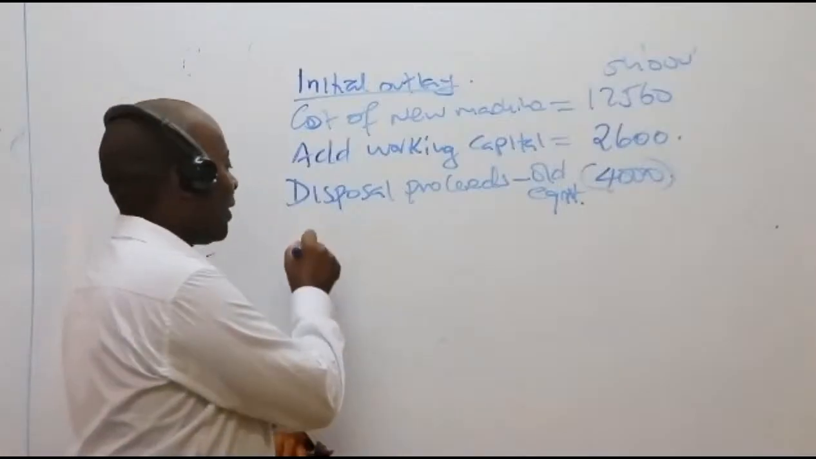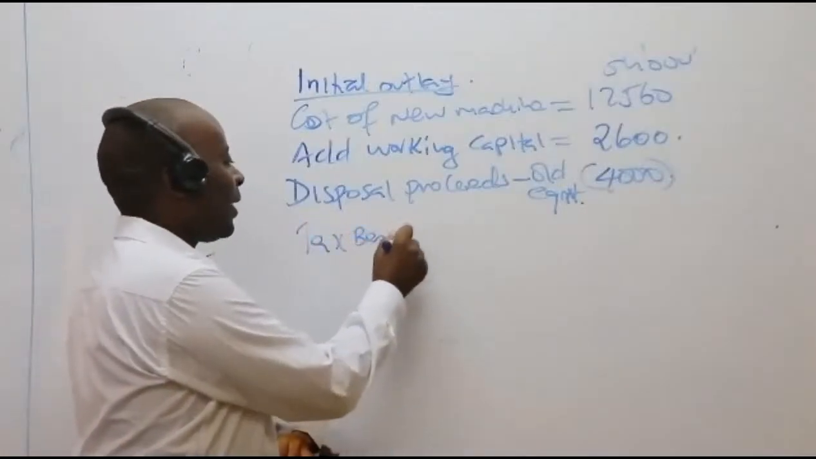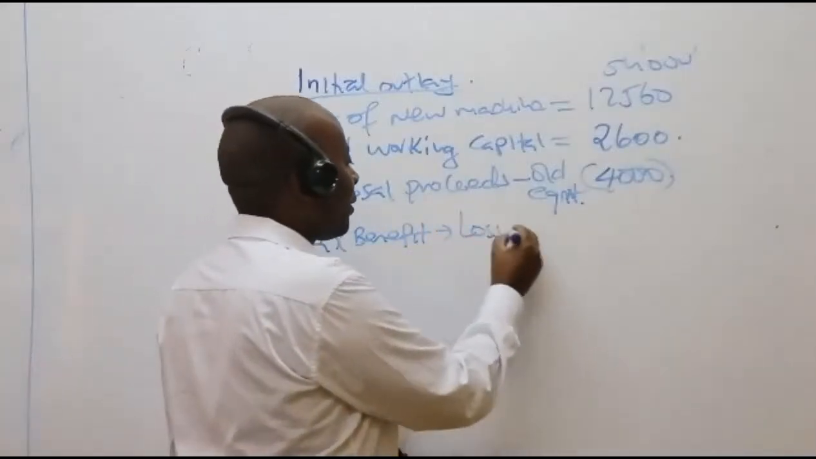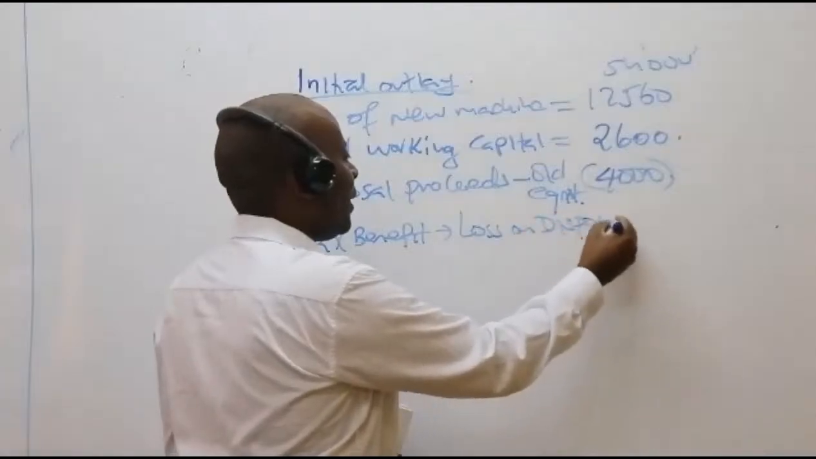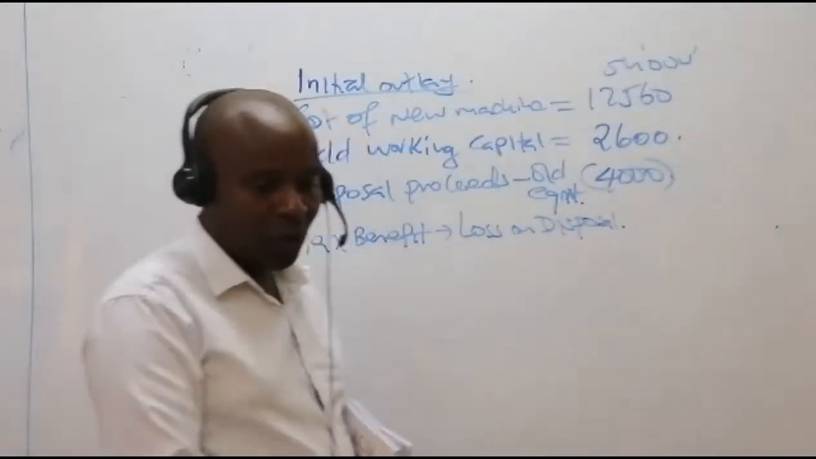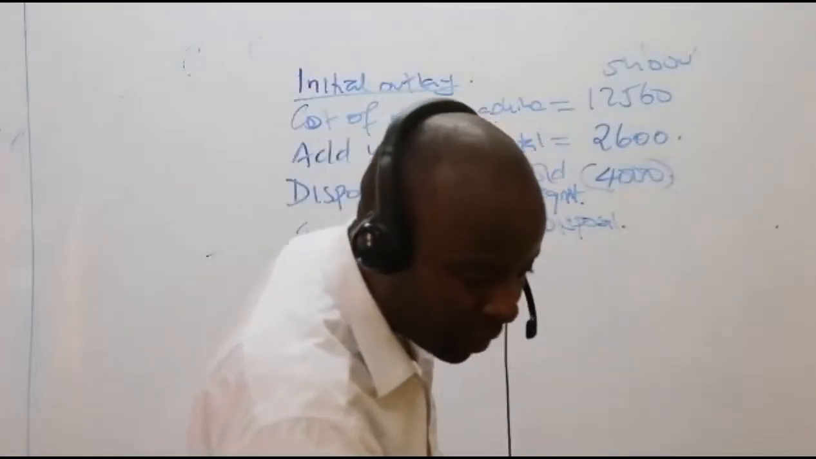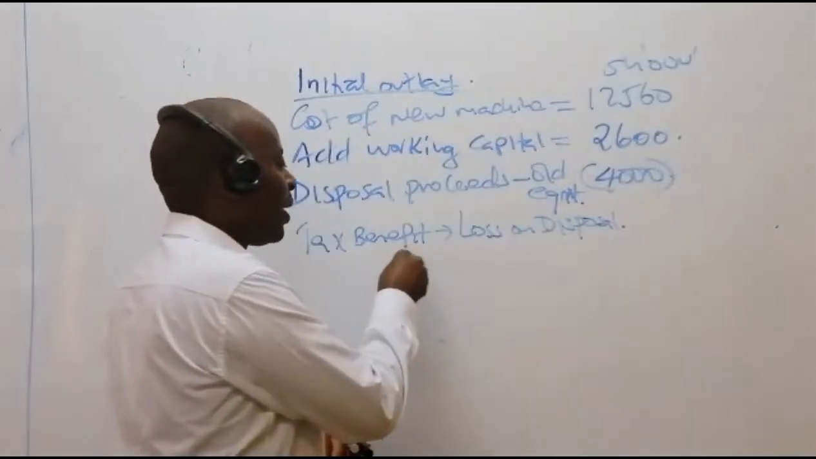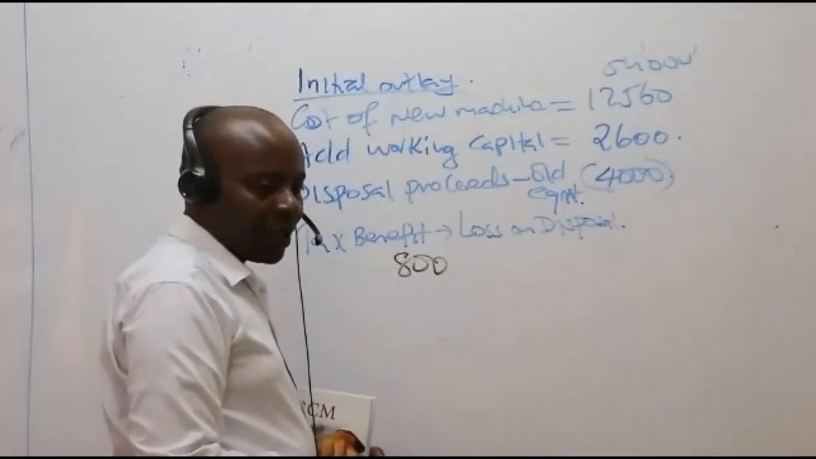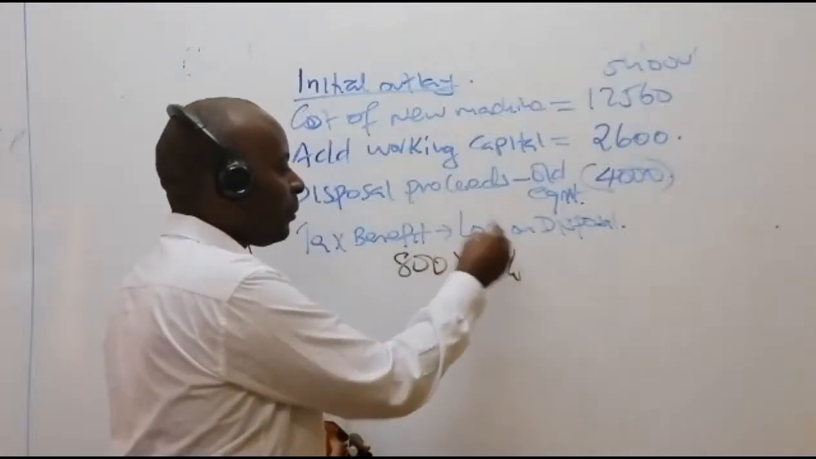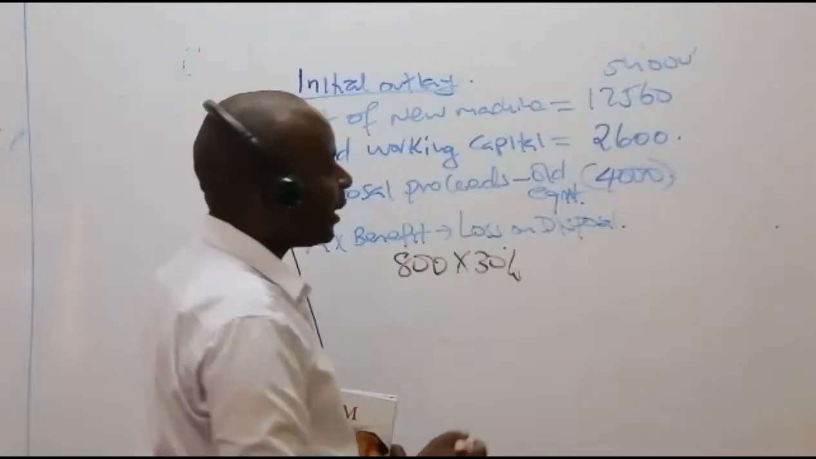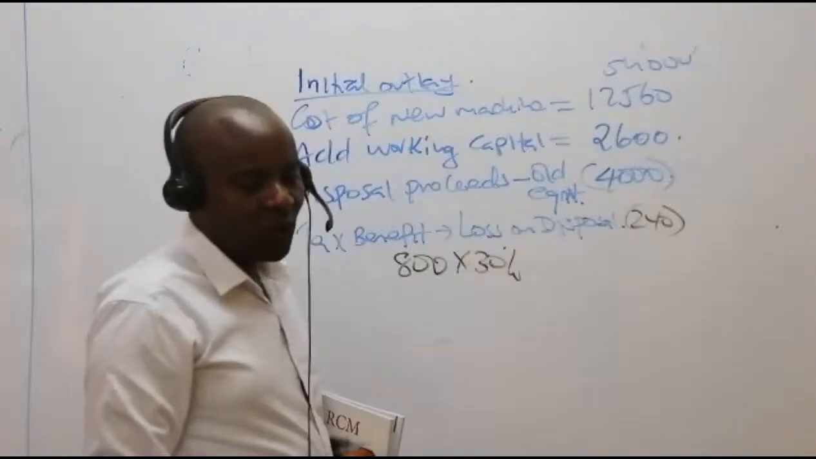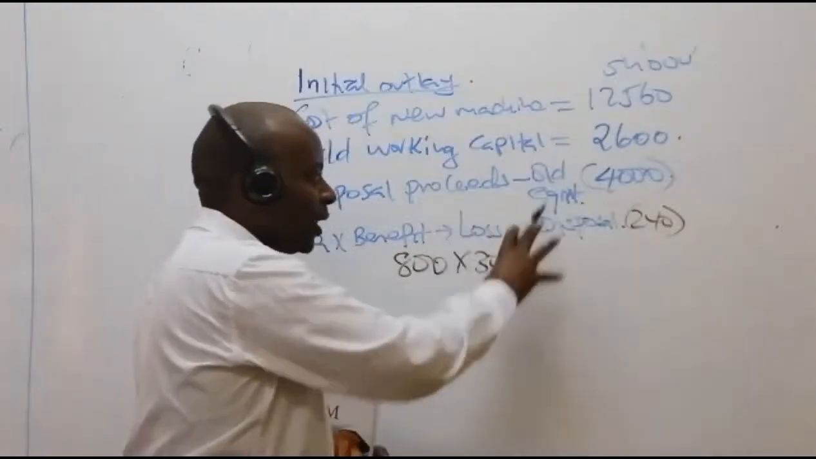The tax benefit arising out of what? Arising out of our loss on disposal. Remember, you were the ones who told me that our loss on disposal is 800. So 800 times what? Times 30%. So 800 times 30% gives us what? 240. Because it's a benefit, it has to be taken as a negative, because we are putting these figures in a cost statement.